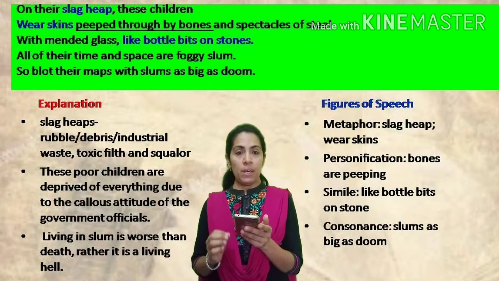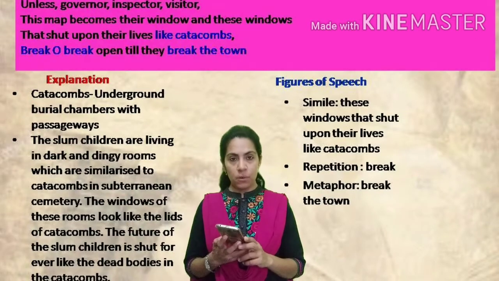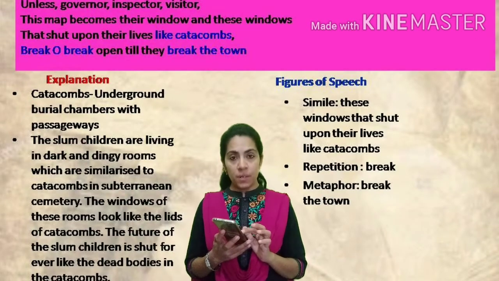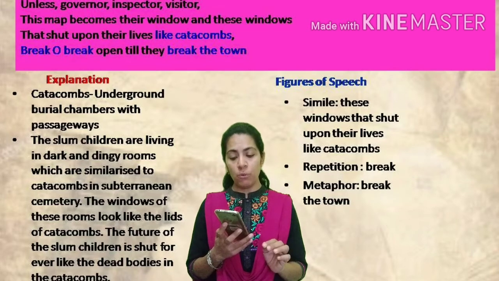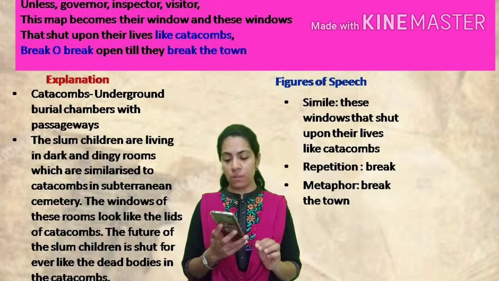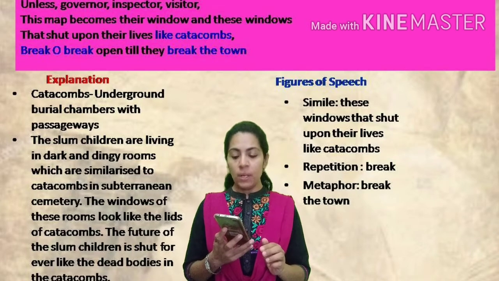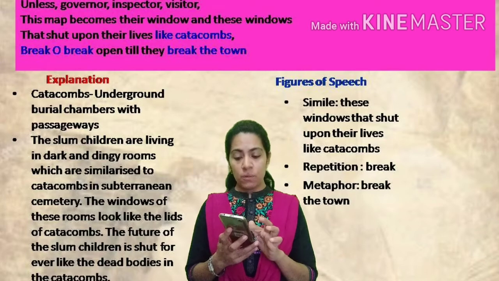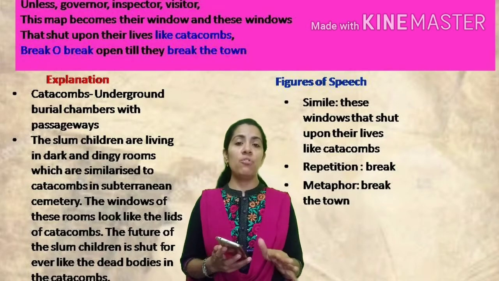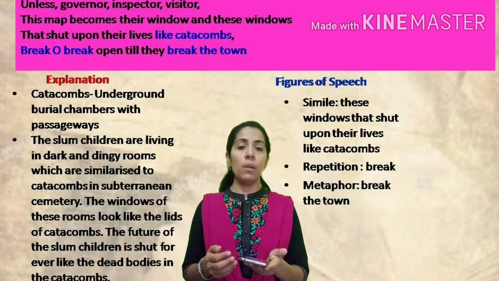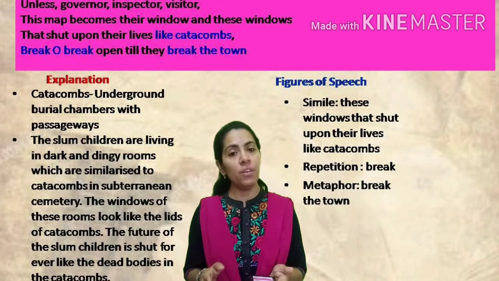Slums as big as doom. Sound is now the last stanza of the poem. Unless governor, inspector, visitor, this map becomes their window, and these windows that shut upon their lives like catacombs break open till they break the town. So the poet feels that this condition, this dismal life of the slum children will continue.